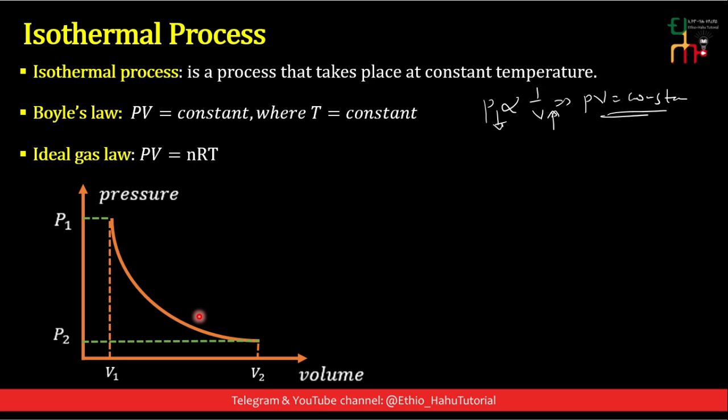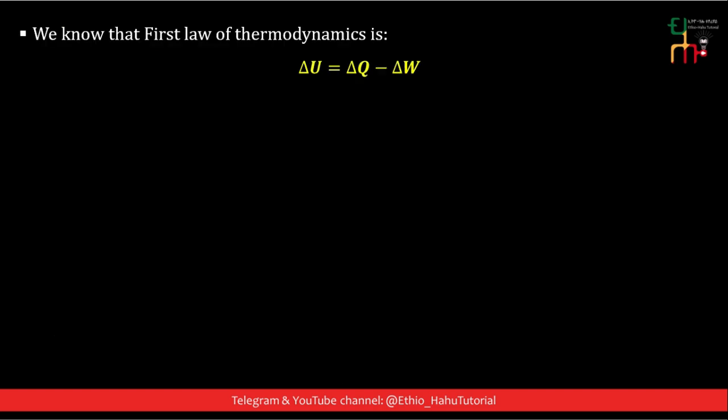Let's write the first law of thermodynamics for isothermal process. The first law of thermodynamics is written as change in internal energy is equal to delta Q minus delta W. In this case, we have seen the sign convention. Change in internal energy is positive when there is temperature rise and negative when there is temperature drop. Delta Q is positive when we add heat to the system and negative when we extract heat from the system. Delta W is positive when work is done by the system and negative when work is done on the system.